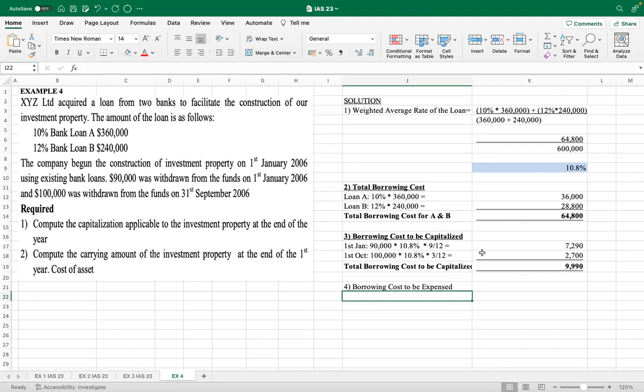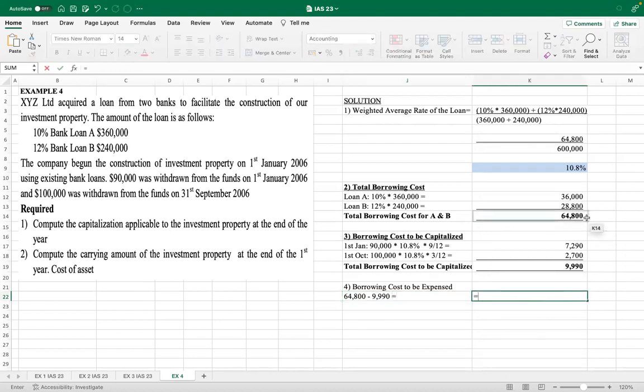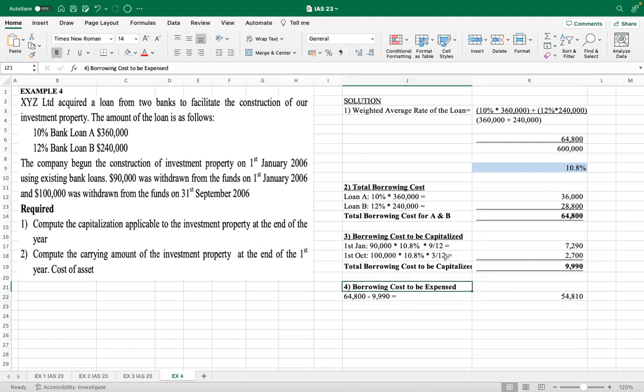Borrowing costs to be expensed will be the total borrowing costs. Look at this. It will be the total borrowing costs. Let me bring it down here. Total borrowing costs is 64,800 minus what was capitalized, 9,990. So the total amount to be expensed is the total amount minus what was capitalized. So that is the total borrowing cost to be expensed, in case the examiner asks you that.